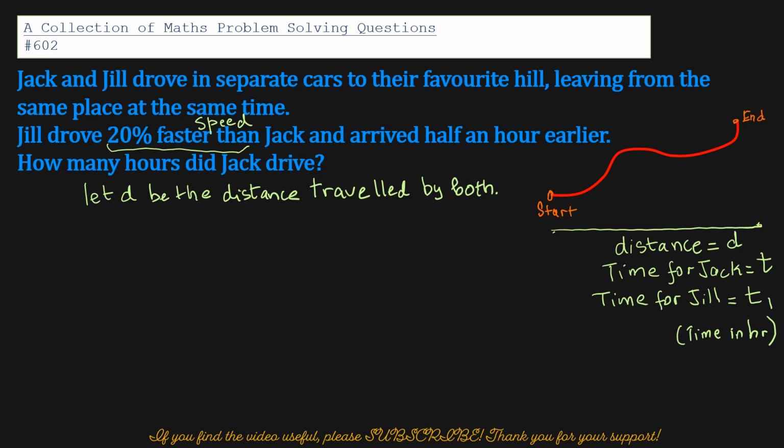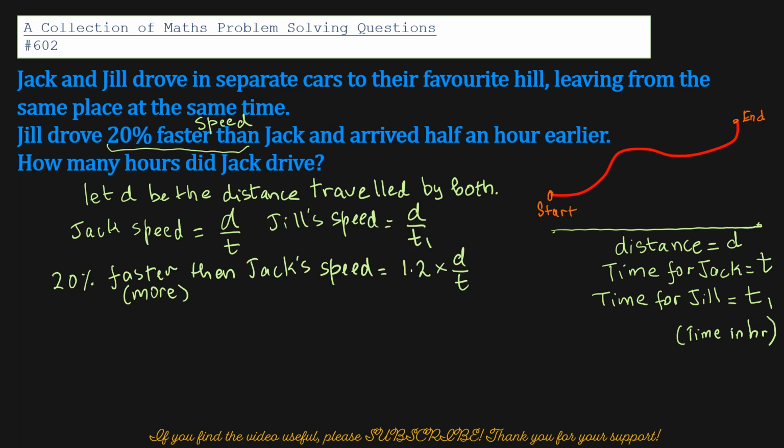And you see, when they have given that Jill drove 20% faster than Jack, the 20% faster is the speed they're talking of. So we work out the speed. Jack's speed is d out of t, and Jill's speed is d out of t1. Now, the 20% faster than Jack's speed will mean that it's 1.2 times d out of t.